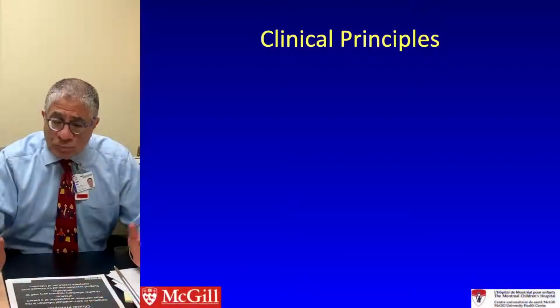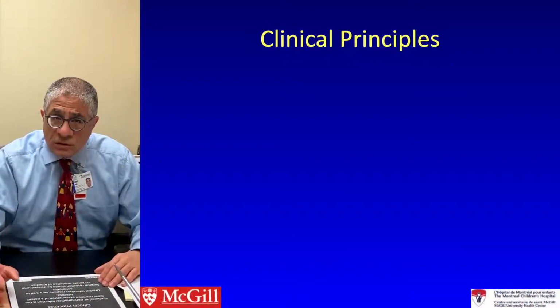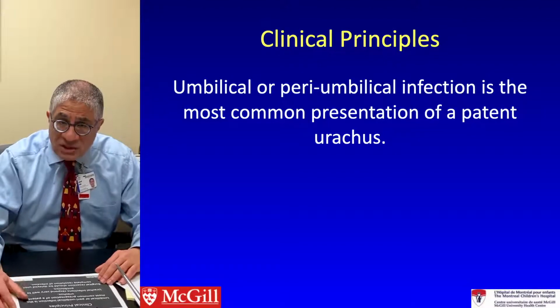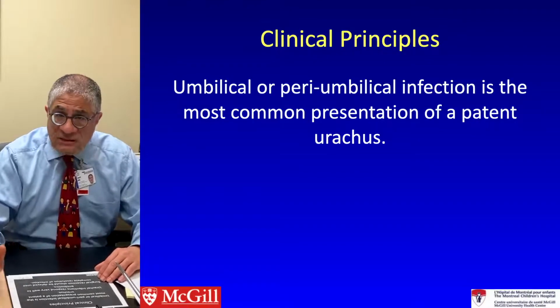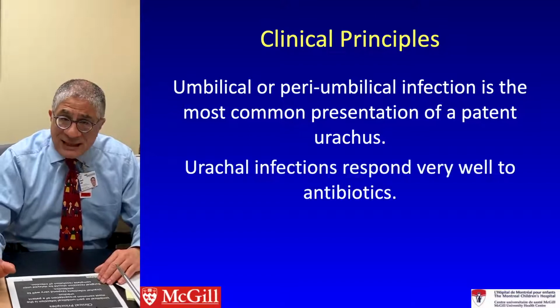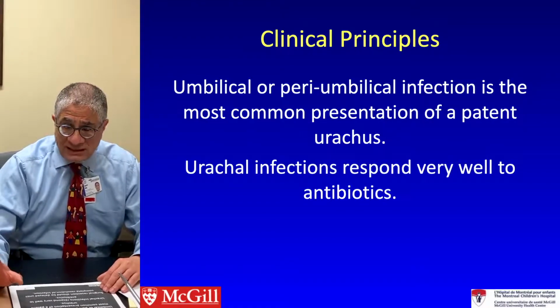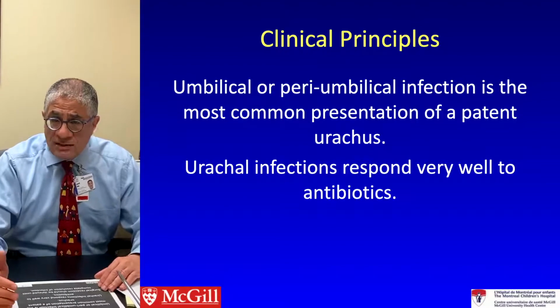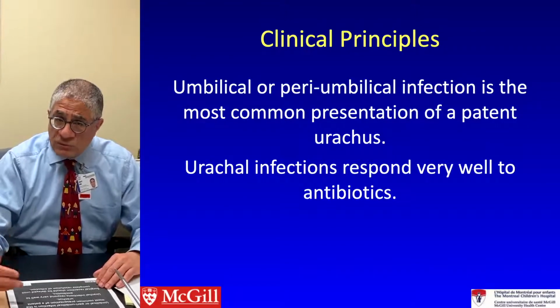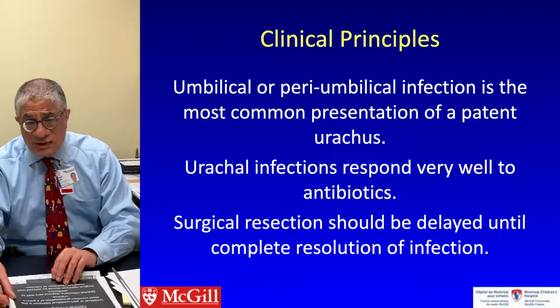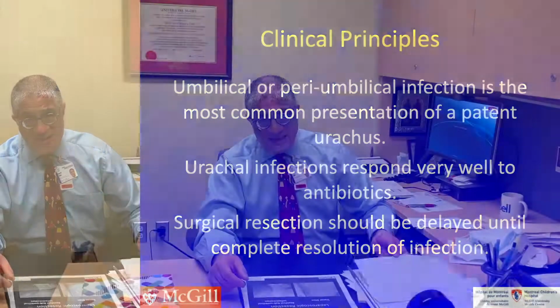And what are the clinical principles? Well, I think there are three important clinical principles. First, that an umbilical or a periumbilical infection is the most common presentation of a patent urachus. Second, that these respond very well to antibiotics. Drainage is typically not needed. You can start with IV antibiotics if required, but really most of them respond even to oral antibiotics. And third is that you should delay surgical resection until the infection has resolved.